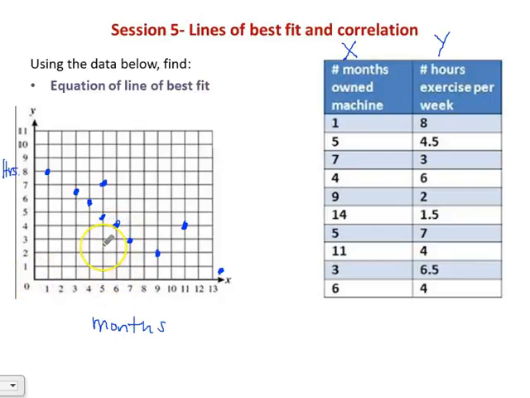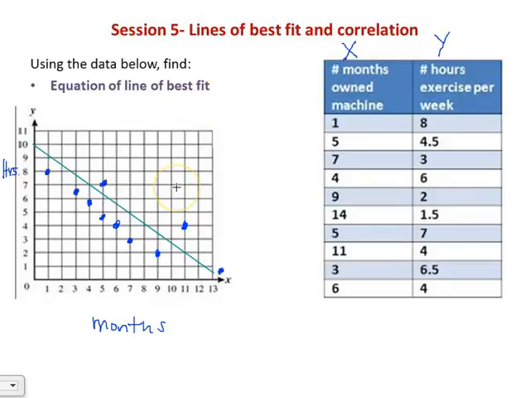So what we want to do is draw in a line of best fit. We want to get our line as close to as many points as we can. So I'm going to draw in a line of best fit right now. Everybody's might look a little bit different, and that's okay. All right, so there is my line of best fit.